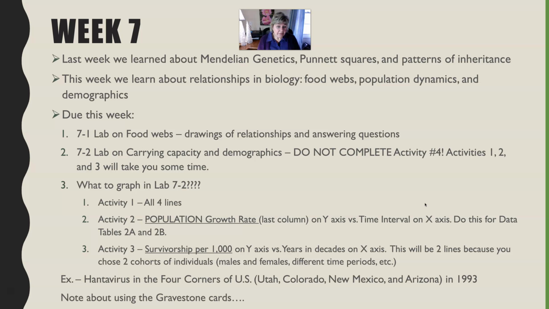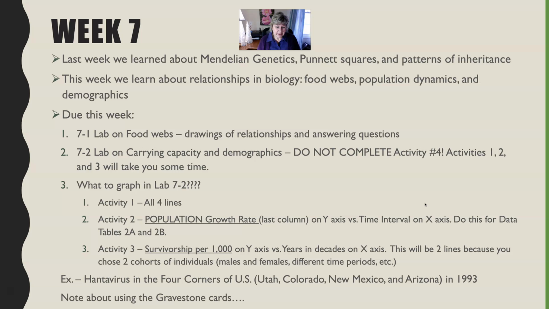You don't graph all the rest of the data in that data table, and this is for the data tables 2A and 2B, because you're doing some comparisons between the data sets. So population growth rate versus time interval. That's what you're graphing, 2 graphs for activity 2.